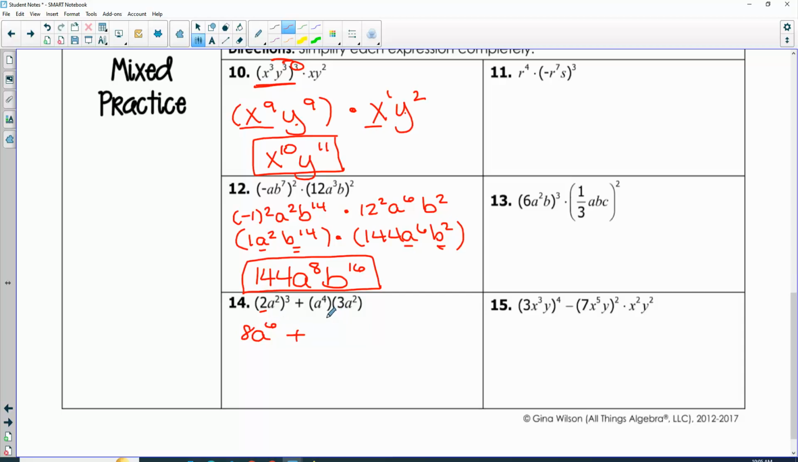Okay, over here, we're multiplying. This is just a 1, so 1 times 3 is 3. A squared and a to the 4th would be a to the 6th. Now, these are like terms, so when we add them, what do we get? 3 plus 8 would give me 11, a to the 6th.